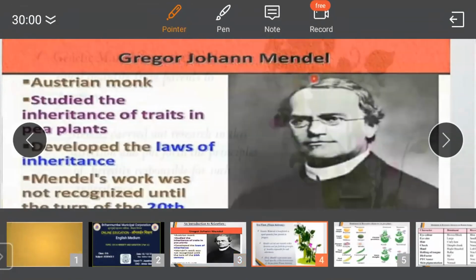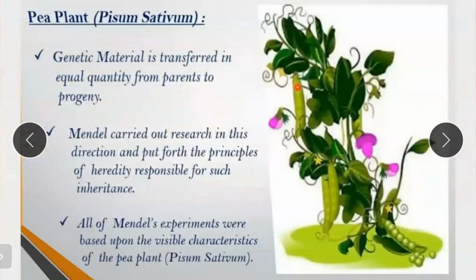Now see the next slide. This picture is of a pea plant. This pea plant is Pisum sativum.